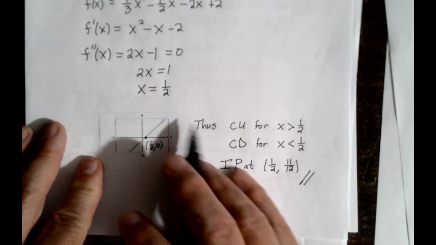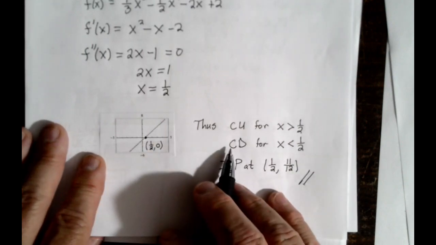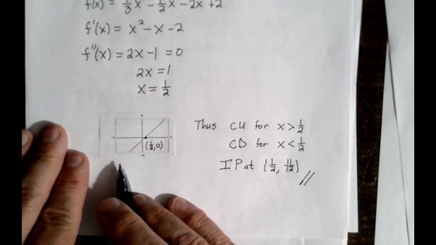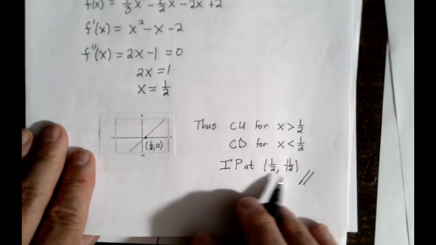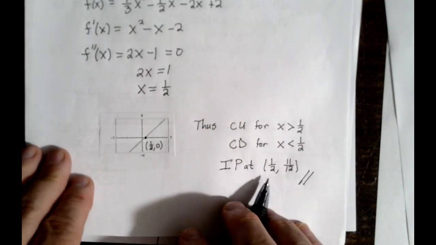second derivative is positive, that means concave up. When the second derivative is negative, it means concave down. So we know less than 1/2 is concave down. And since there's a change in concavity, we know that that point there is an inflection point.